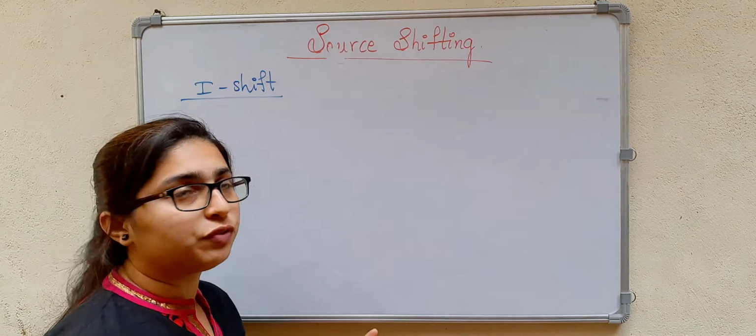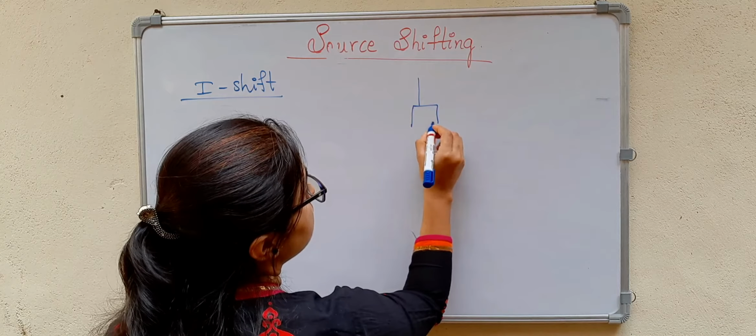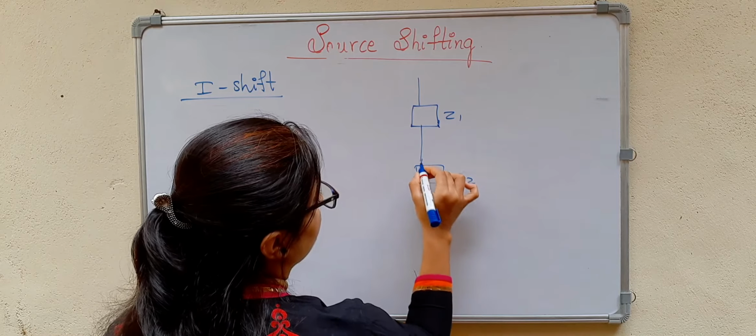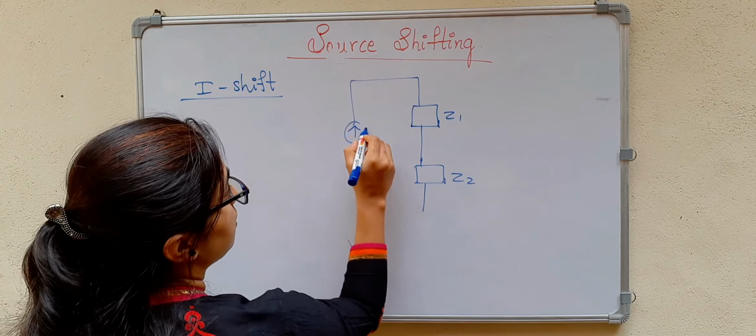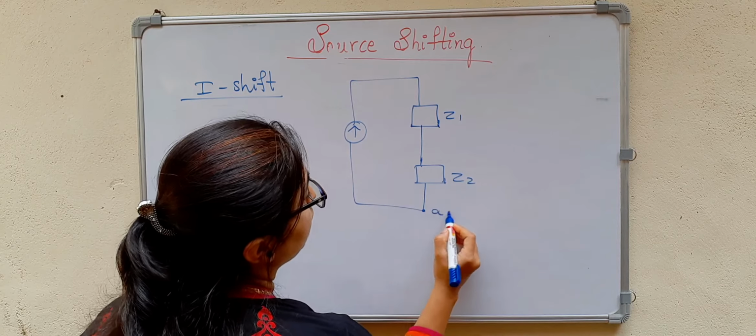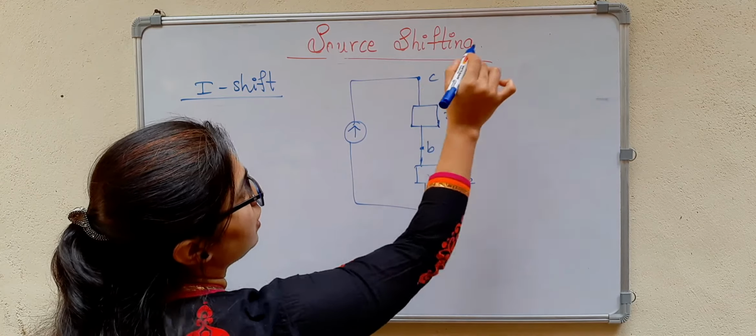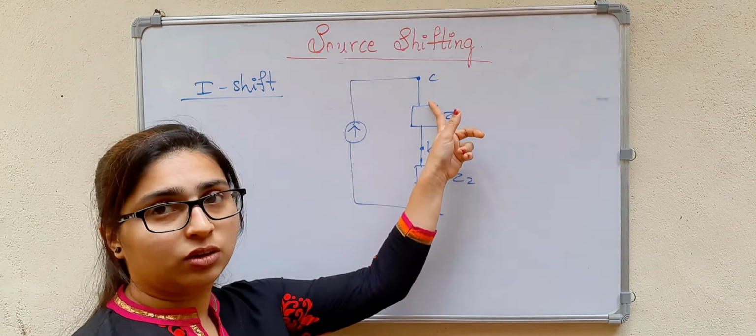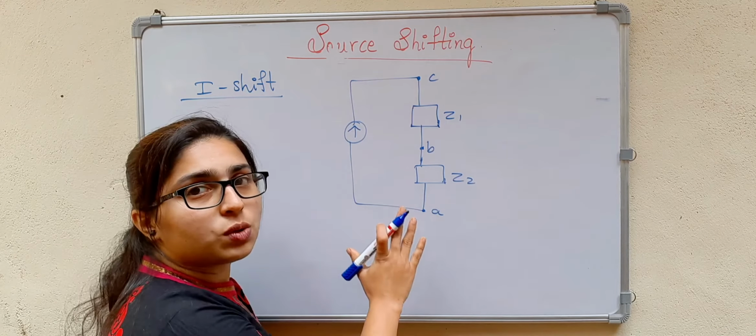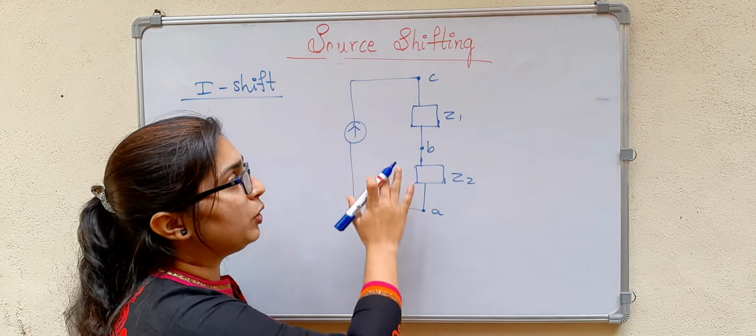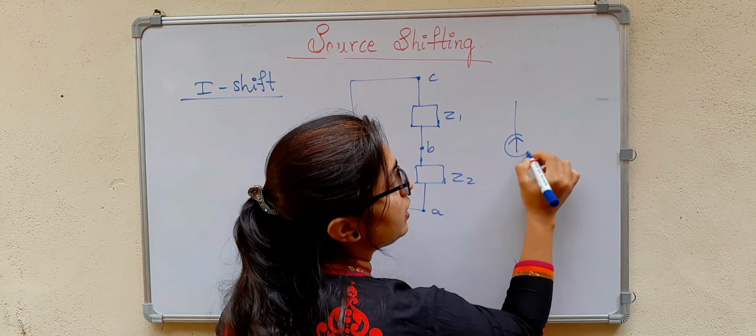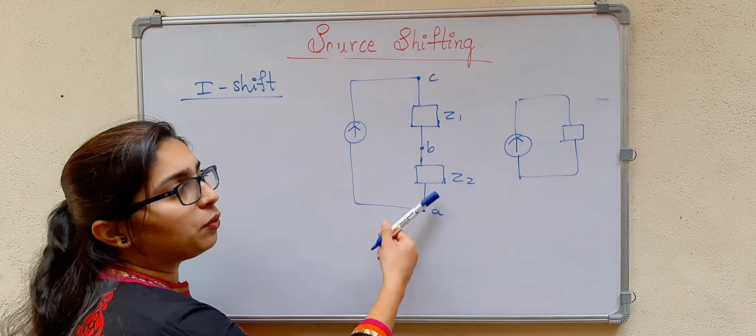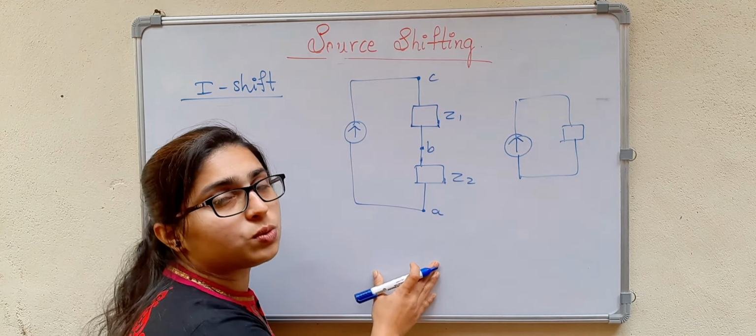It is also called as I-shift technique. So if you have two impedances Z1 and Z2 in series, and you have a current source like this. This is node A, node B, this is node C. You can see that the current is leaving node A and it is entering node C. Can we apply the source transformation technique on this? No, because for shifting the current source, there should be one impedance in parallel with the current source. But here you have two impedances, so we cannot apply the source transformation.